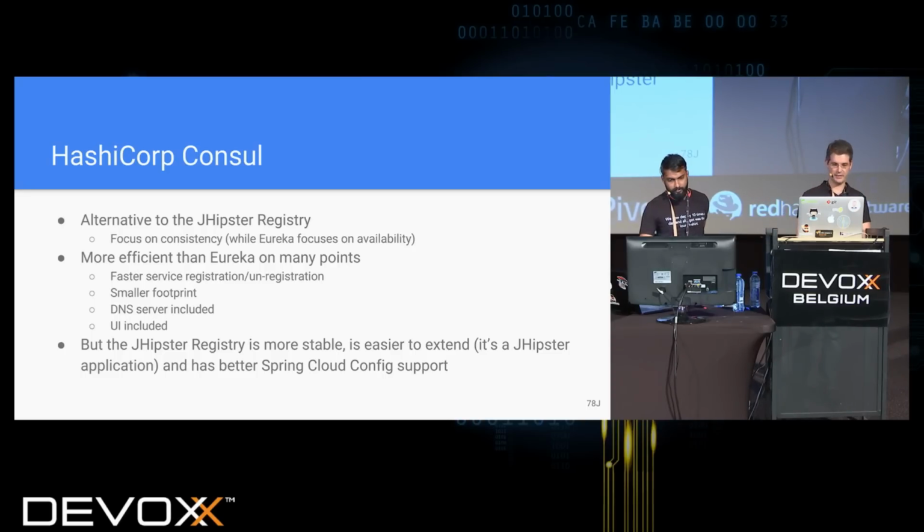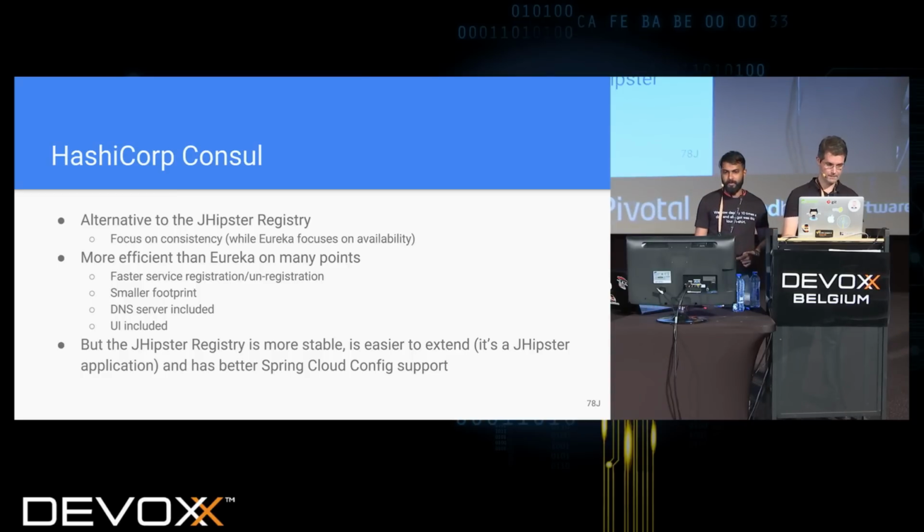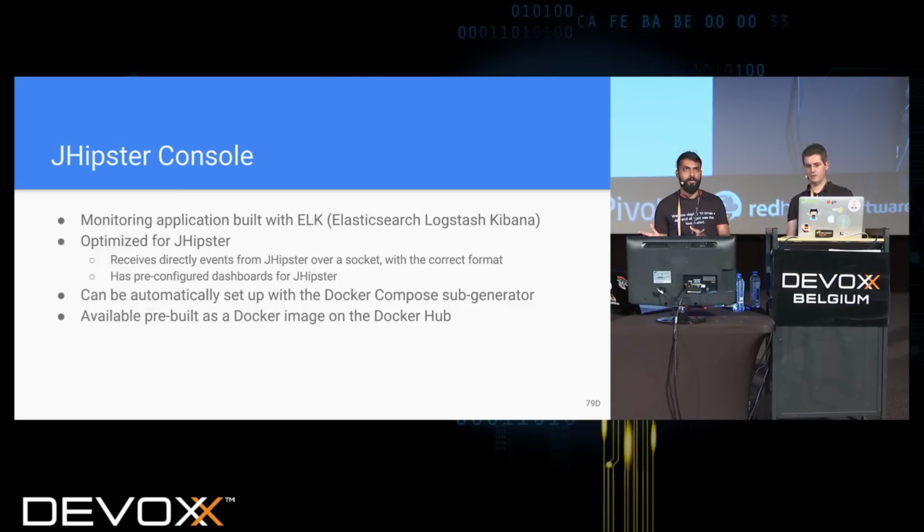The JHipster Registry also has one, but we needed to code it. At the moment, the JHipster Registry is more stable, easier to extend, and has better Spring Cloud Config support, so it pushes configuration, which for Consul we're doing our own extension for. So we will also have this with Consul. And the JHipster Registry is a JHipster app. They don't exactly do the same thing, but they should be at the same level at some point. For some use cases, you can use Consul. This is a choice we already have in beta.